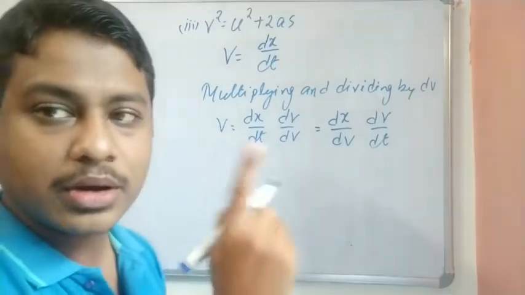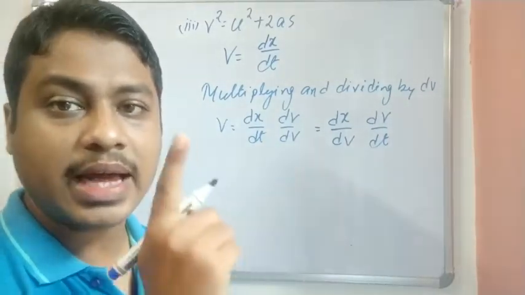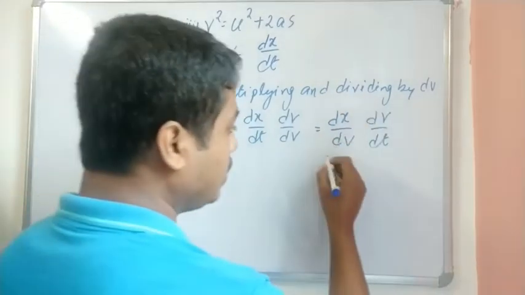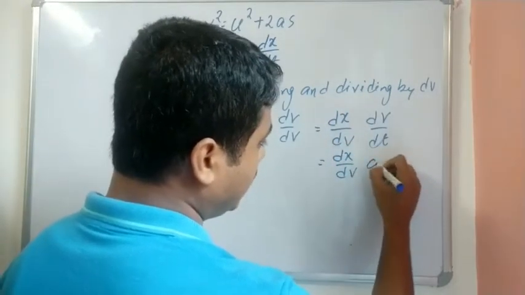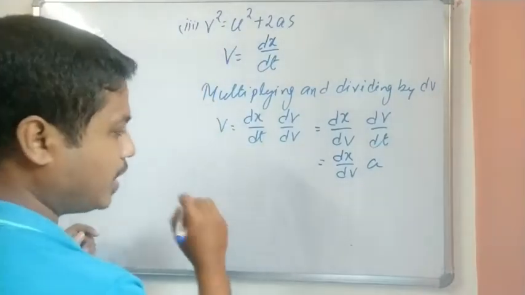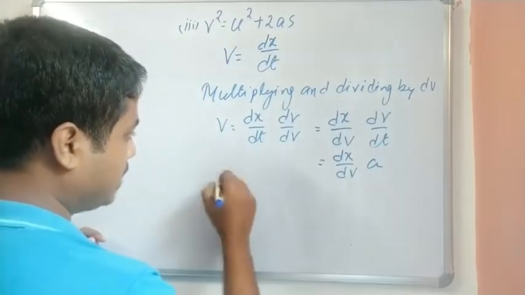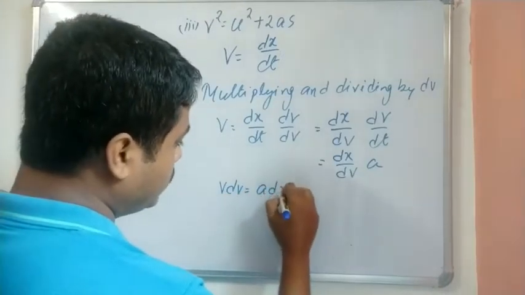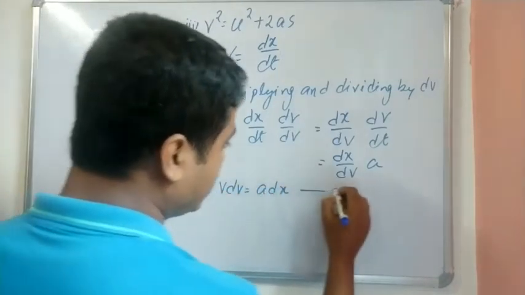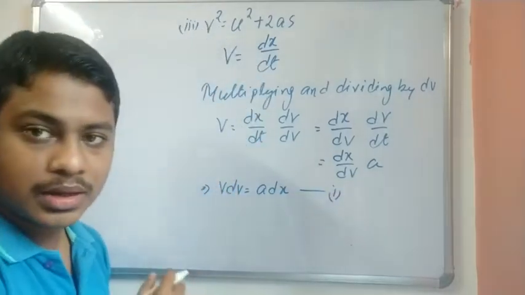We know that the rate of change of velocity is called acceleration. So here dv by dt will be your acceleration. So dx by dv times a. Now if I cross multiply, I can write v dv equals a into dx. I'll be marking this as equation number 1.